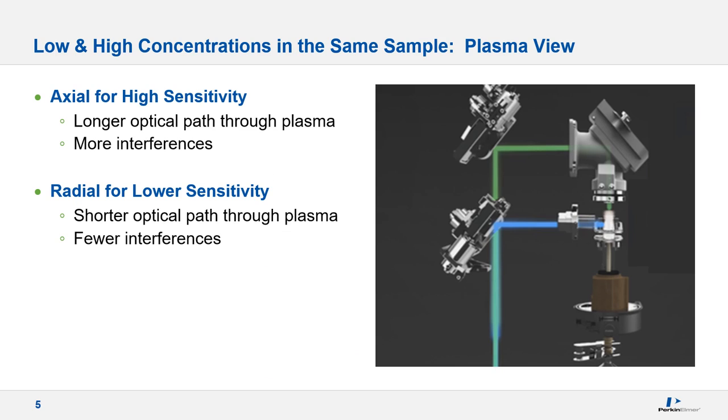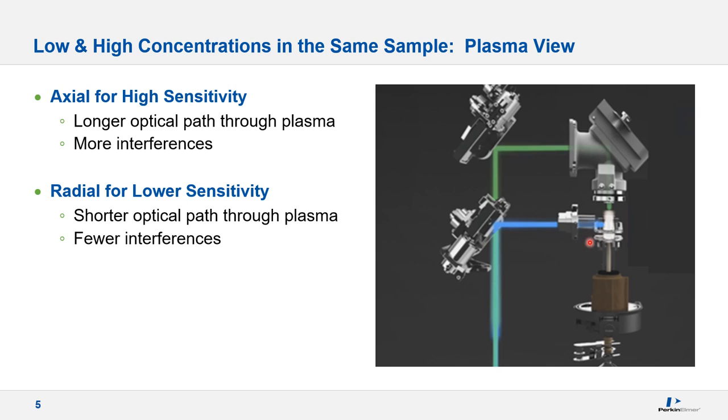Having the ability to view the plasma both axially and radially affects the sensitivity, as well as the level of spectral interferences. Axial view looks down through the top of the plasma along the length of the plasma, which provides a longer optical path, resulting in higher sensitivity. However, this also means that any interferences will also be more intense.